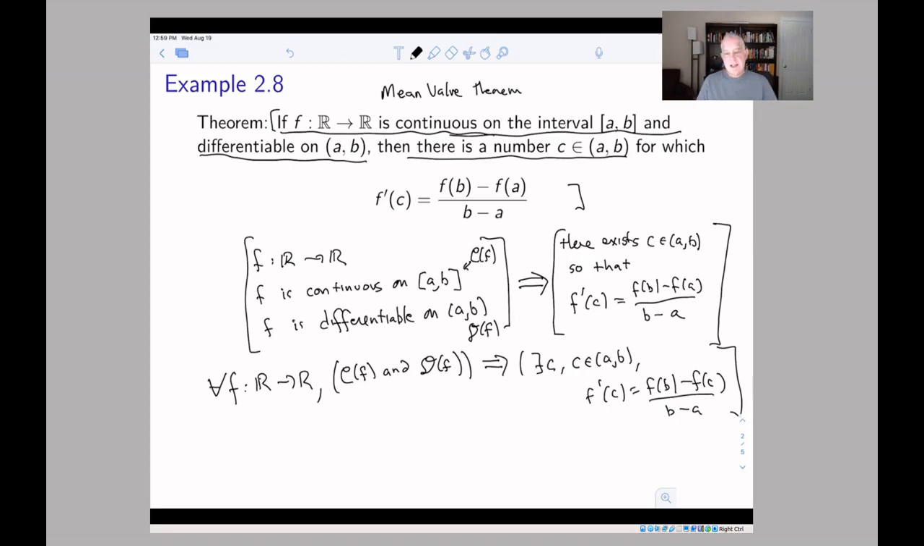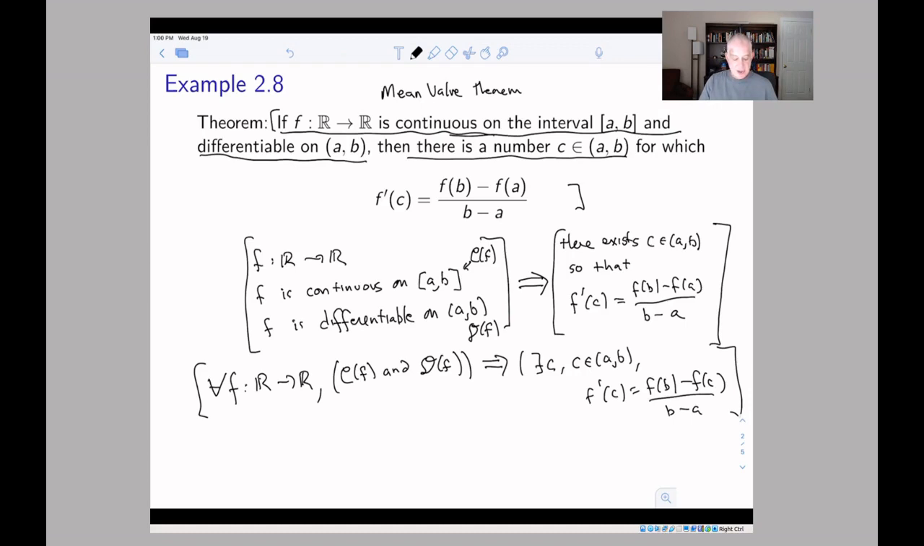So when is such a statement true? Well, if you have a function from the real numbers to the real numbers, and it is either not continuous on the interval from a to b, or not differentiable on the open interval from a to b, then this entire statement is true. So the only place there's some work to be done is if you have a function from the real numbers to the real numbers which has these two properties. It is continuous and it is differentiable on these respective intervals. And in those cases, if f satisfies those two conditions, then you have some work to do. You have to show that there exists a c which satisfies the condition that it's between a and b, and for which this condition on the derivative at that point holds.